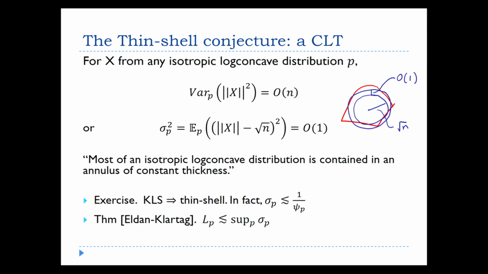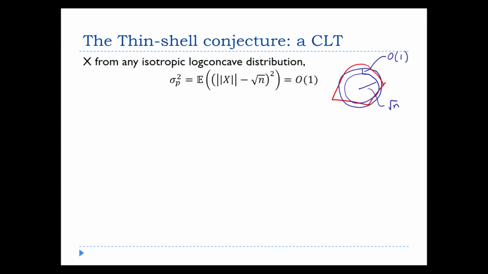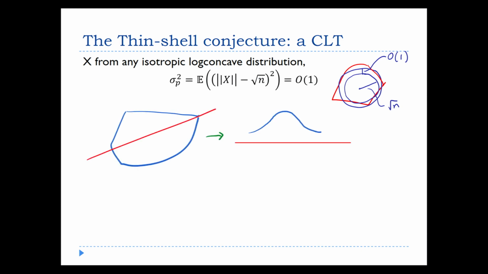Okay, so now here is a different implication of the same conjecture. So you have this, most of the distribution is in this thin shell. So now you ask, what happens to marginals? If I take any one dimension and I look at the projection of the distribution on that, well, it's going to be some log concave distribution, projections of log concave are log concave. But in fact, what the thin shell conjecture implies is that random marginals, almost all random marginals, are approximately Gaussian.